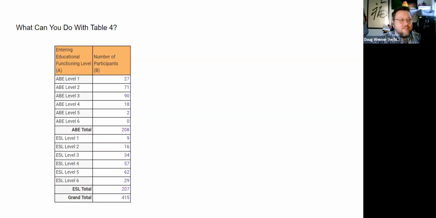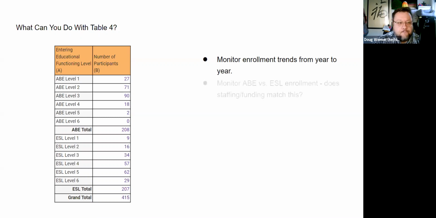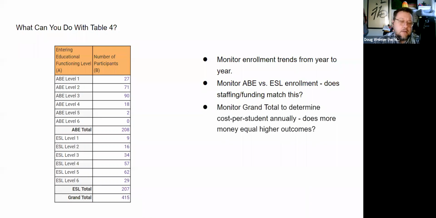But all right, so what can we do with Table 4? Well, you can monitor your enrollment trends from year to year. That's an easy one. You can monitor your ABE versus your ESL enrollment. If your program is half and half, ABE versus ESL, ask yourself, am I funding it that way? Am I putting resources where the students are? Do I need to start changing that?